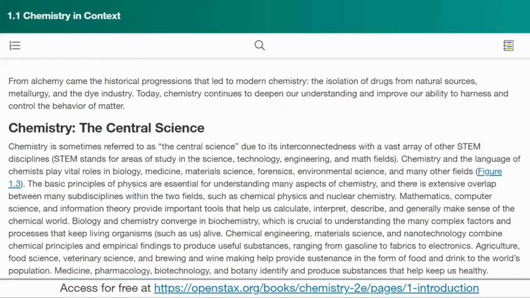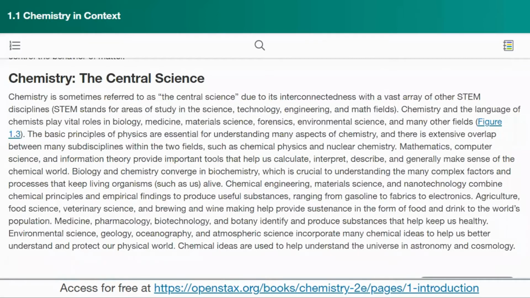Chemistry, the central science. Chemistry is sometimes referred to as the central science due to its interconnectedness with a vast array of other STEM disciplines. STEM stands for areas of study in the science, technology, engineering, and math fields. Chemistry and the language of chemists play vital roles in biology, medicine, materials science, forensics, environmental science, and many other fields. Figure 1.3. Let's take a look at figure 1.3.